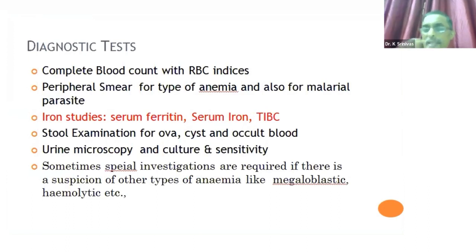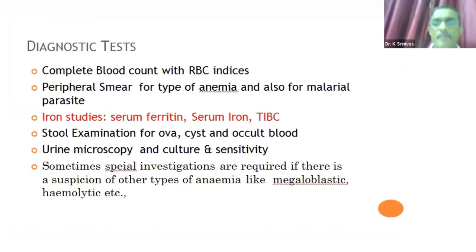Iron studies like serum ferritin, serum iron, and TIBC are not routinely done. Only when the patient doesn't respond to the routine supplementation of iron, or you are suspecting that it is a case of hemolytic anemia, not nutritional, you can just do these tests to prove your diagnosis.